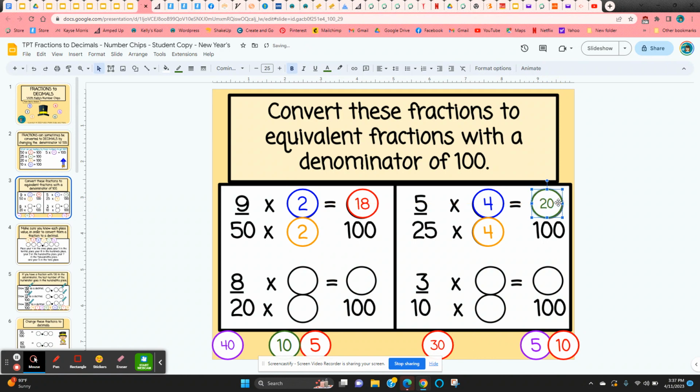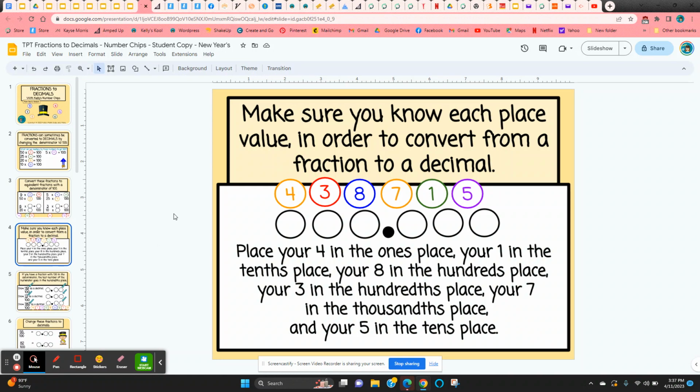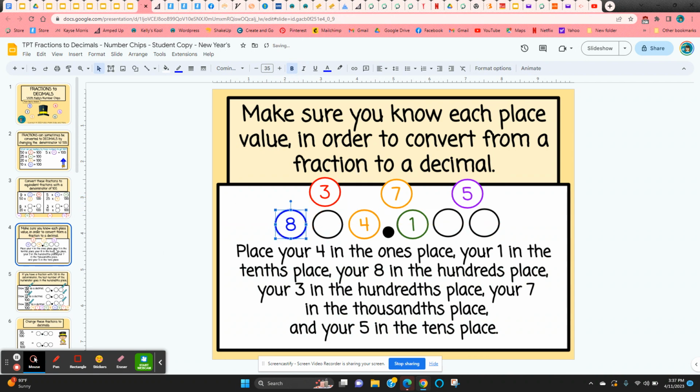So again, they've got all of the numbers they need on every slide. So if they get to the end and something doesn't work, they know they made an error and they need to go back and check again. Slide 4 is a review of place values, so they need to put all of these numbers in the correct place. In place value, place your 4 in the ones place, 1 in the tenths place, 8 in the hundreds place, and so on.